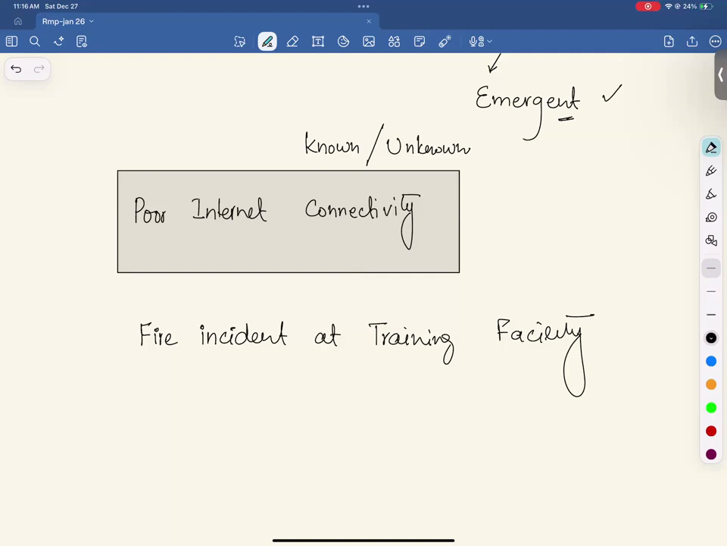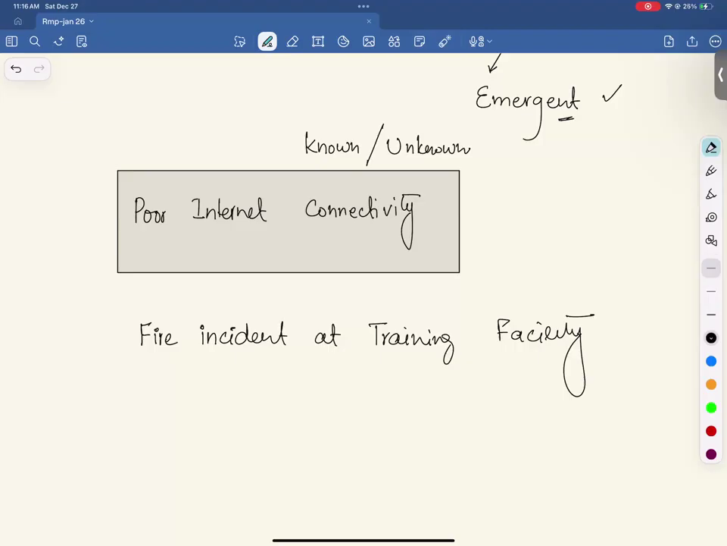You understand? Before you take the exam, let's say today you make your risk register and you write, there is a possibility of poor internet connectivity, and you document this in your risk register. This is an identified, known risk. And in the same risk register, if you document there is a possibility of a fire incident based on previous incidents, this is also a known risk.